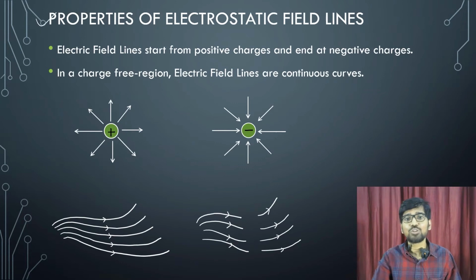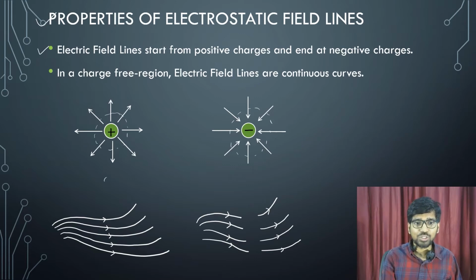Now we will learn about the properties of these electric field lines. The first property says that electric field lines start from a positive charge and end at a negative charge. What do I mean by this? That electric field lines emerge from a region containing positive charge and electric field lines vanish into a region containing negative charge. Or you may say that positive charges behave like a source for the electric field lines and negative charges behave like a sink for the electric field lines. Fine. So let's move to the next point.